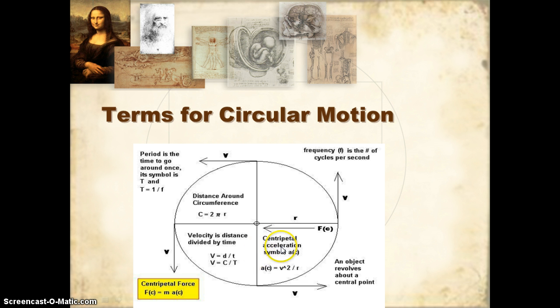Centripetal acceleration, our symbol would be a_c, is equal to v squared, where v is the velocity of the object, divided by the radius. Okay? Centripetal force would just be, according to Newton's second law, the mass of the object times the acceleration, so it's m times the centripetal acceleration. Centripetal force, it's interesting to note, is always to the center of the circle, pointing to the center of the circle.